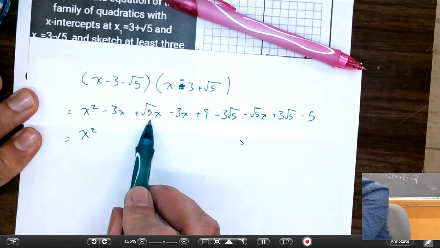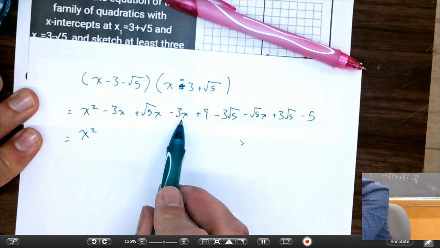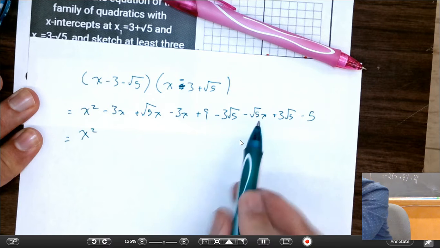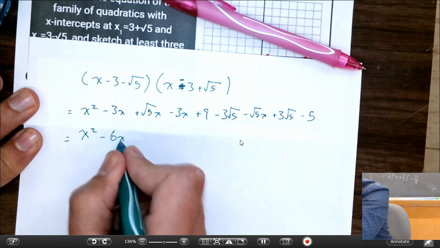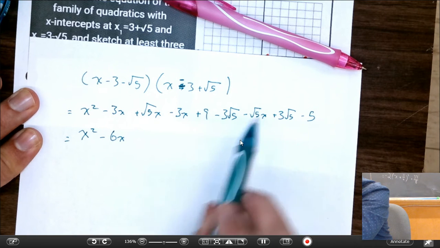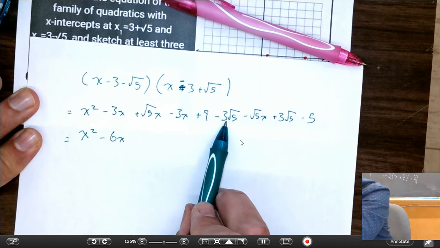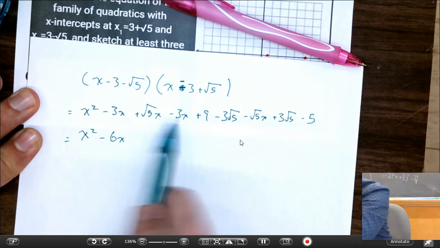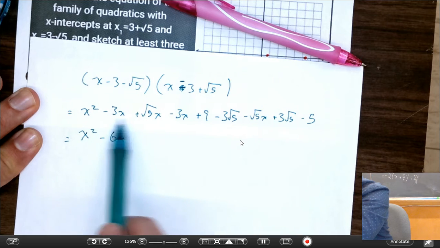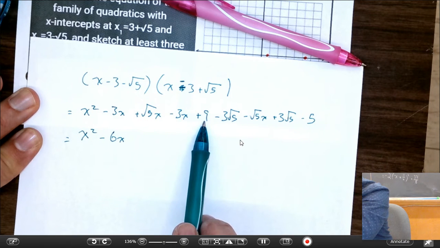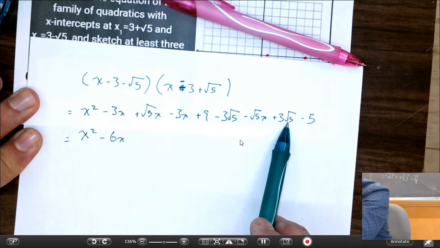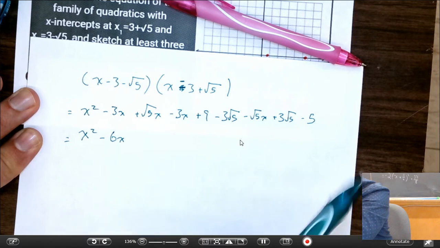Negative 3x plus root 5x minus 3x minus root 5x is minus 6x. Notice the plus root 5x and the minus root 5x cancel out. So I only have negative 3x and negative 3x together to make negative 6x. Now, count my constant terms. Plus 9 minus 3 root 5 plus 3 root 5 minus 5. So what's that? It's plus 4.